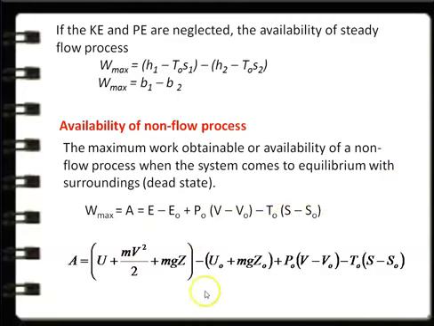So substituting for the terms, E equal to U plus mV²/2 plus mgz, minus E0 equal to U0 plus mgz0. So velocity becomes 0. That is why velocity is dropped here. Plus P0 into (V minus V0) minus T0 into (S minus S0). So this is the availability function for non-flow process.